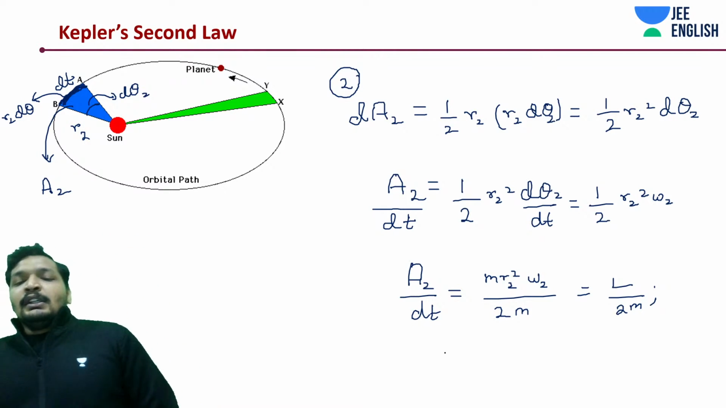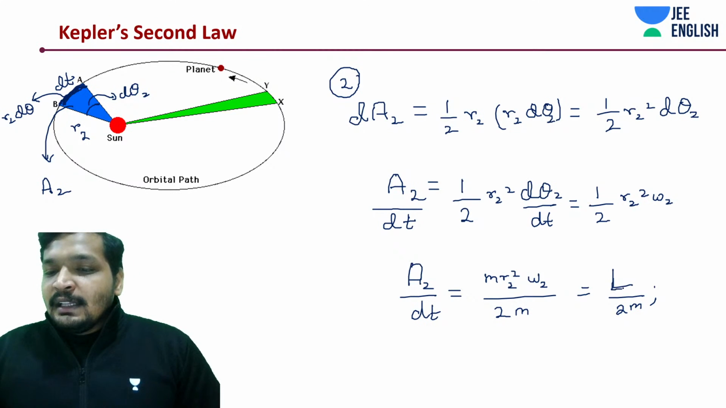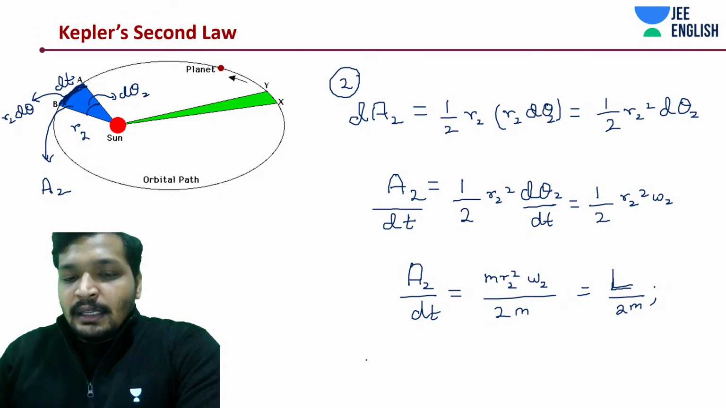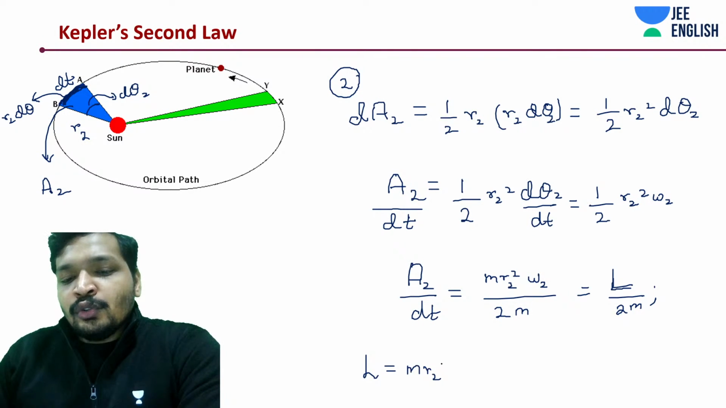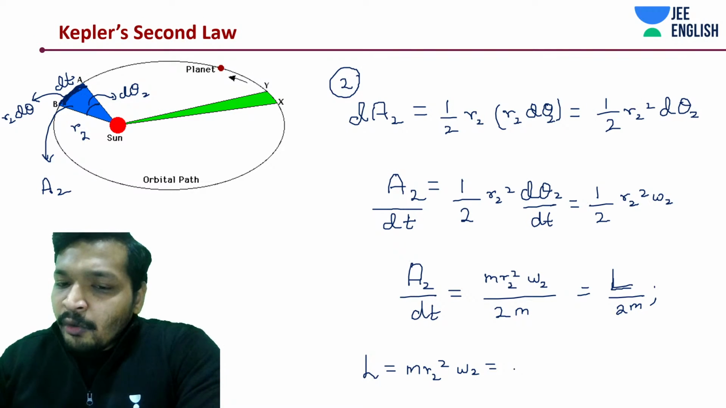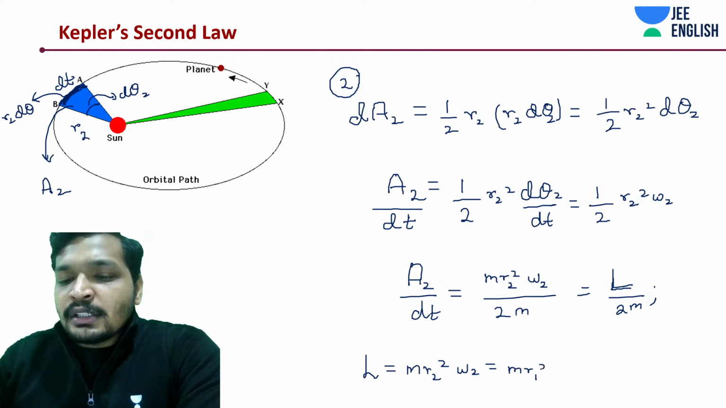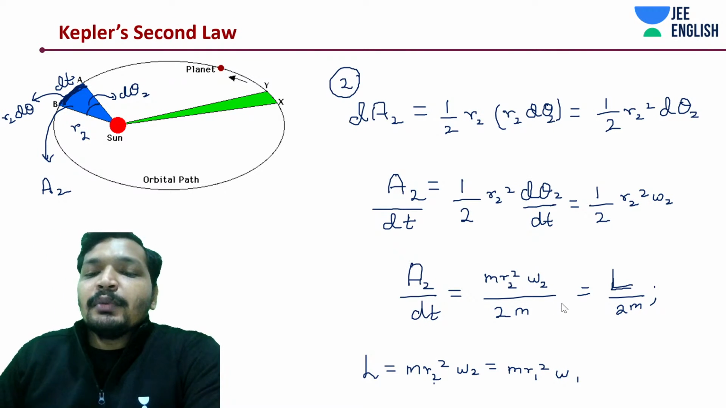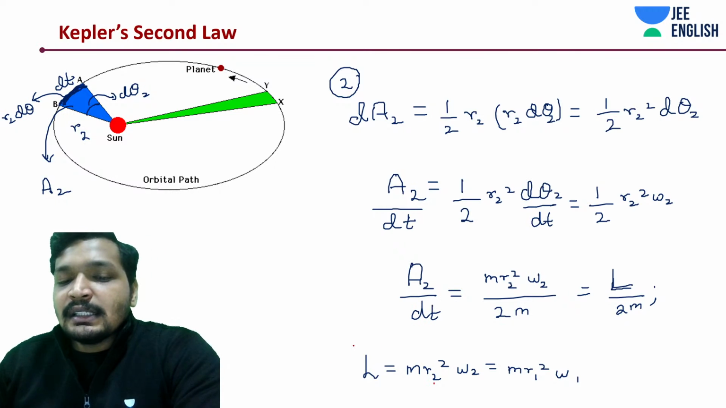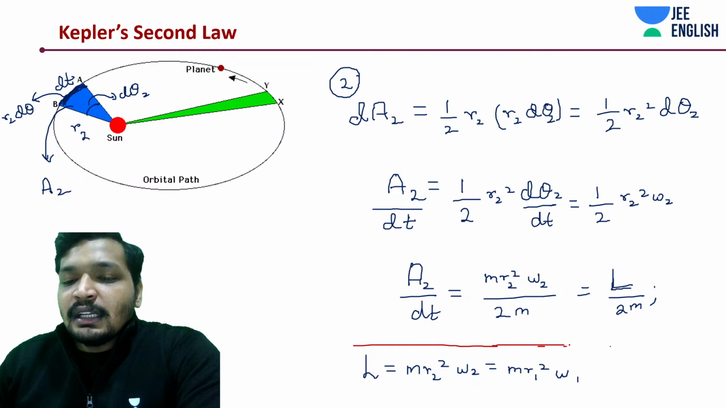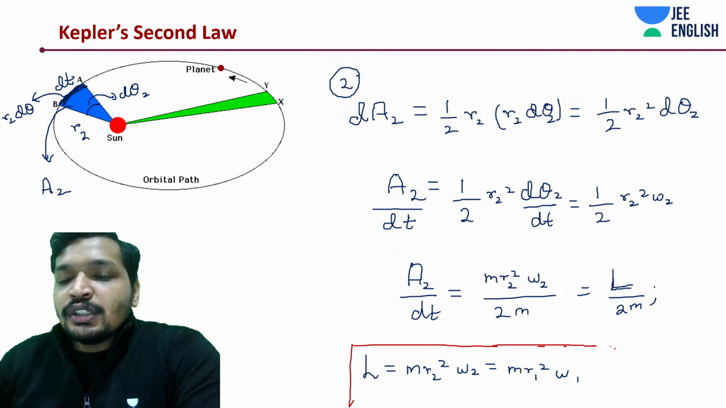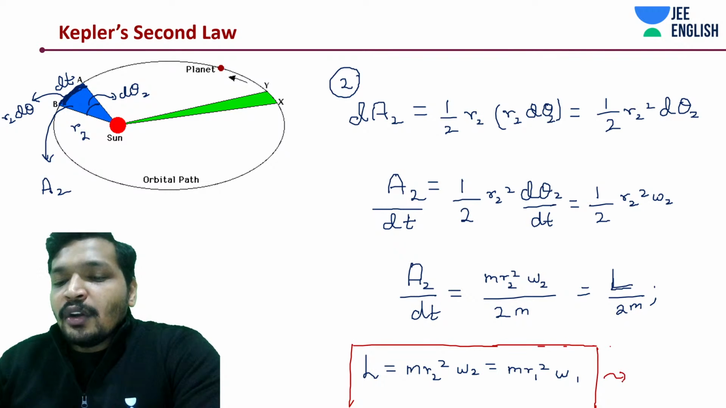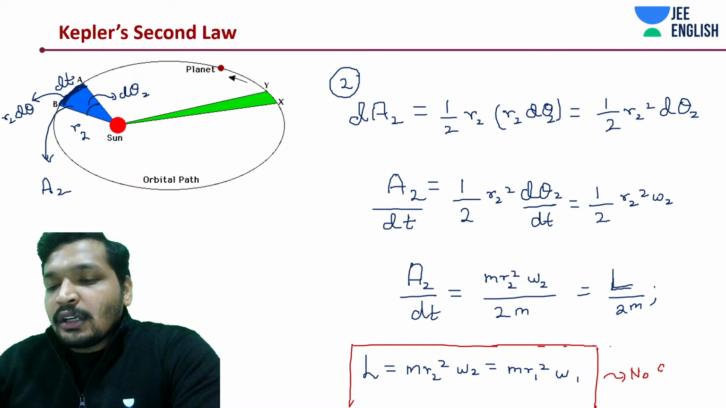That's it. So angular momentum is always L. Do remember that. L is equal to m r2 square omega 2, which is equal to m r1 square omega 1. This is always true because angular momentum is conserved. It's not changing. There is no external torque to change angular momentum.